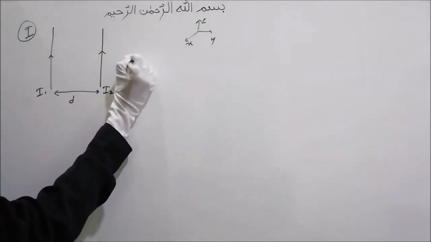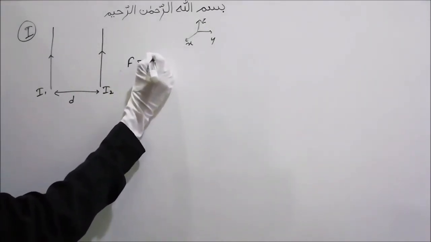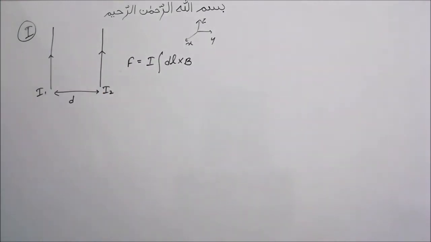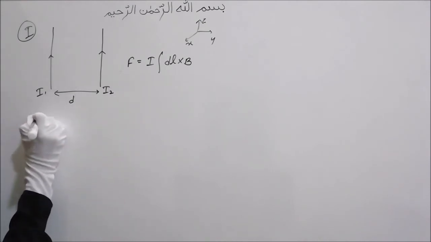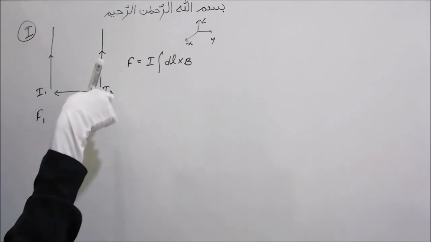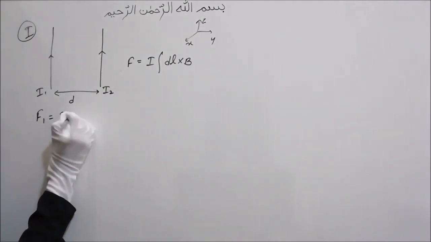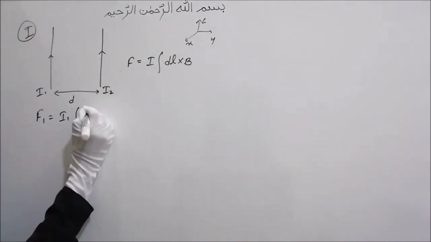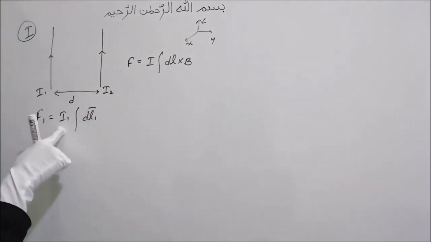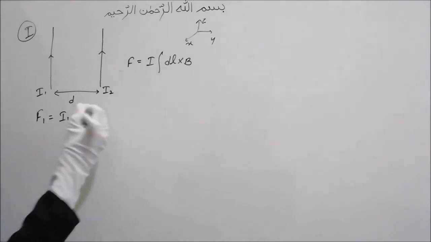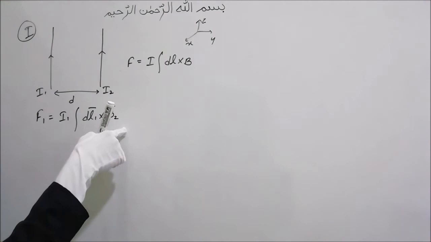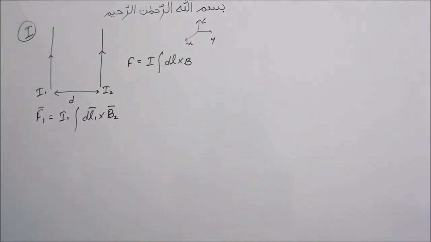We also know the magnetic force is given by I integration dl cross B. So the magnetic force on the first wire due to the second one will be equal to I1 integration dl1 cross B2, because we are calculating the force on the first one. So with the current I1 and the length dl1 of the first wire, cross the magnetic field which is produced by the second wire. This is F1 bar.